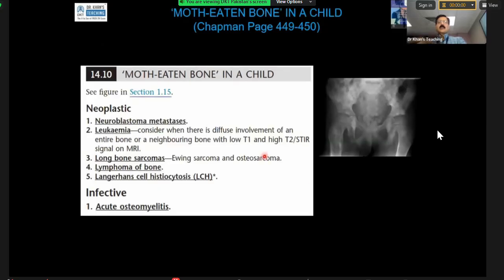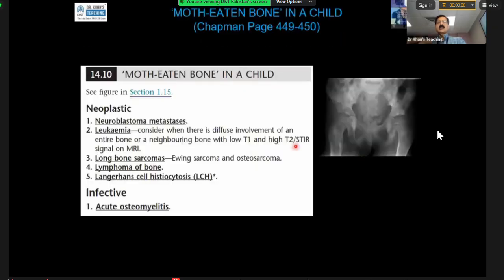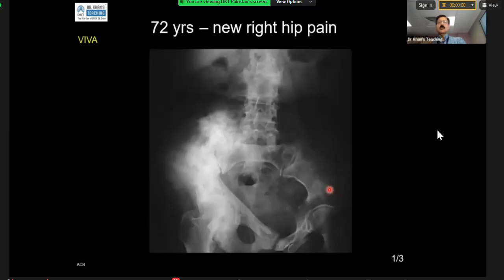Moth-eaten bone is a gross finding. It will happen with neuroblastoma metastasis and leukemia. These two are very important and bad things, actually. And it is diffusely abnormal. Of course, the Paget's one has coarse trabeculae and expansion of the bone. Age is different. This one is moth-eaten, and the differential is terrible. Neuroblastoma mets versus leukemia is the most common. So this is moth-eaten bone.